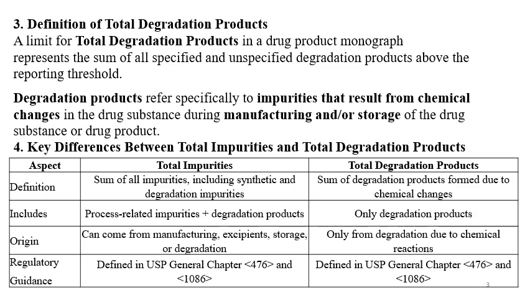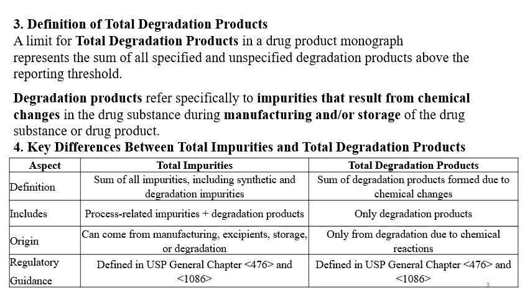So degradation products are those impurities which are not the process related impurities. It is very important to understand here. Degradation products refer specifically to impurities that result from chemical changes in the drug substance, which may be because of the manufacturing process parameters, or storage of the drug substance or the drug product.